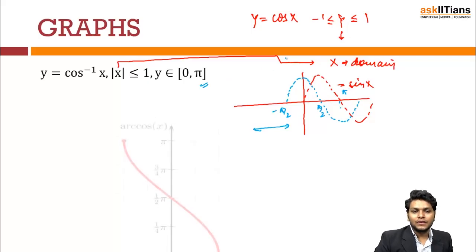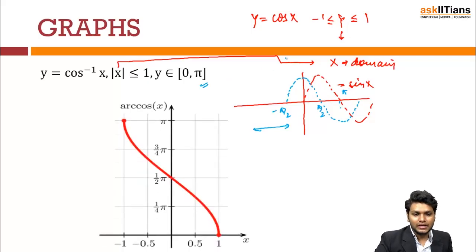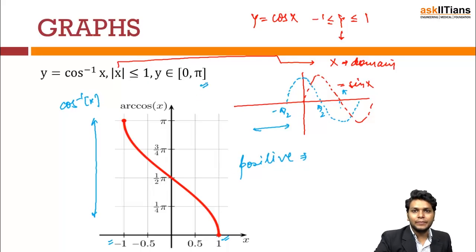Hence, the graph of cos inverse x, which is also written as arc cos x, is going to look like this, where the values on the x-axis are going to range from minus 1 to 1, while the value on the range side will always be on the positive part of the y-axis in terms of angles, because the range of the function is from 0 to pi, and this is how the curvature of cos inverse is going to be.